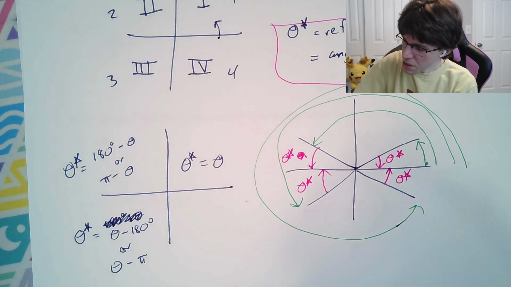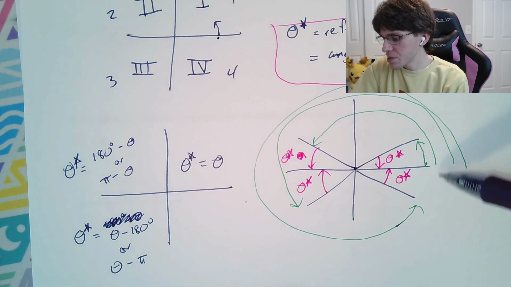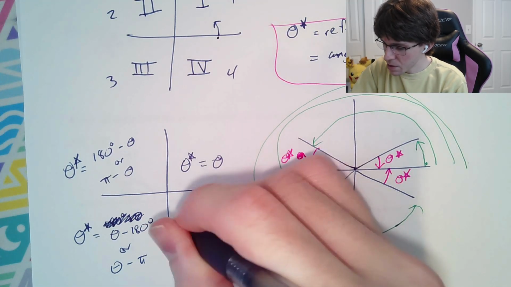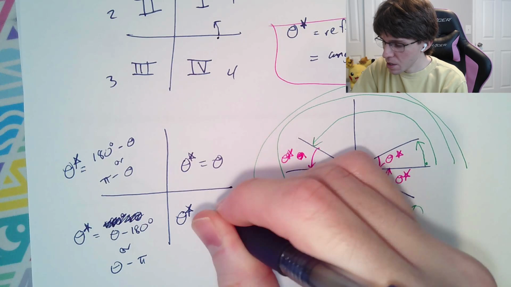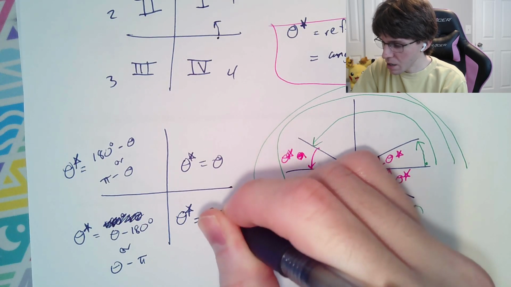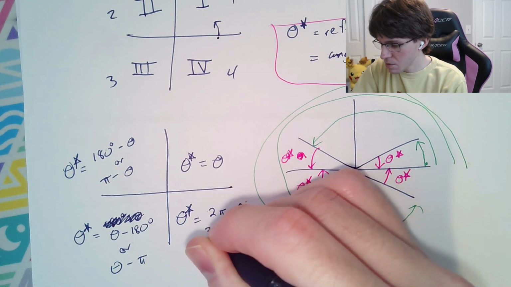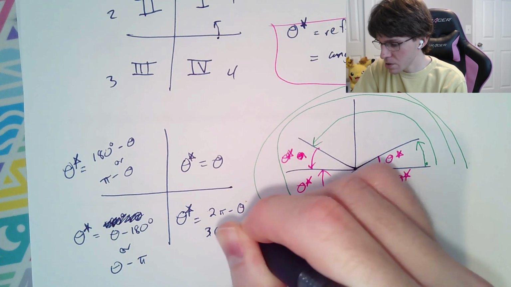And then the last one here, our theta star, you're going all the way around the circle, but you're missing that little tiny part. So for this one, theta star is going to be equal to either 2 pi minus your original theta, or 360 degrees minus your original theta.